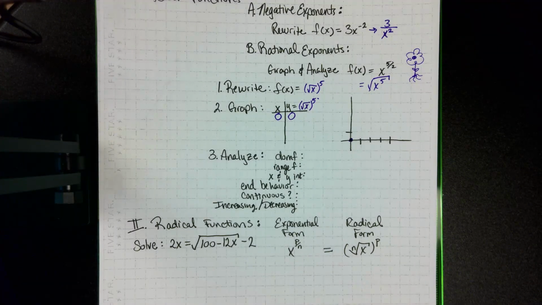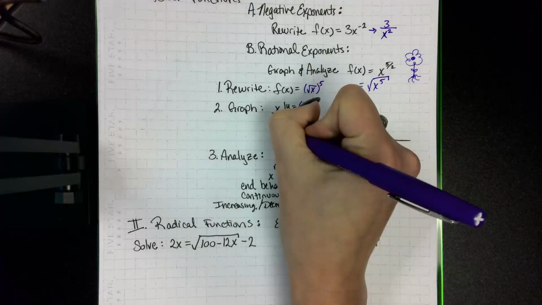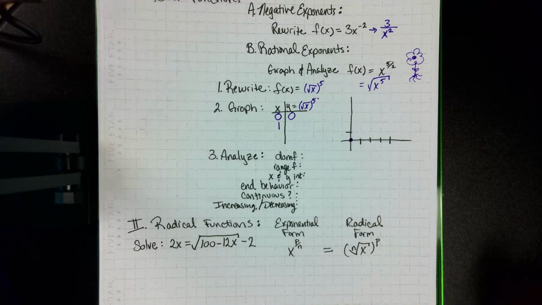I'm going to pick another x value. I need at least 3 to get a decent graph. I've already eliminated that. I don't want to use negative numbers because those would be imaginary. So I'm going to go with 1. When x is 1, what is y?